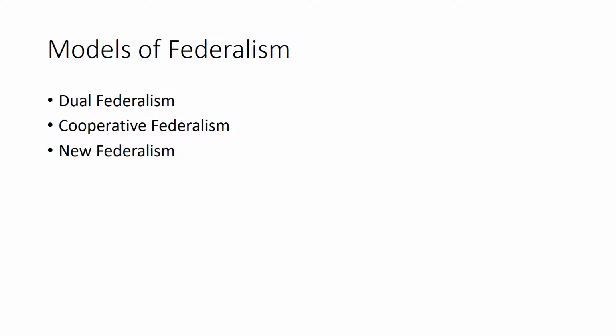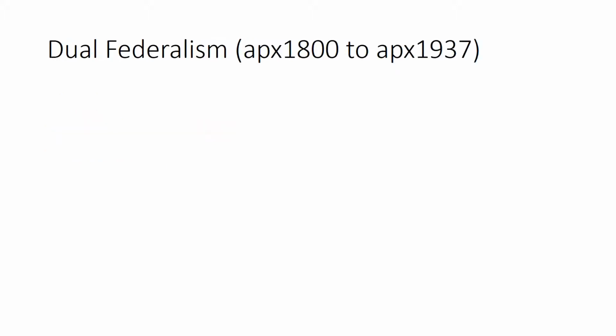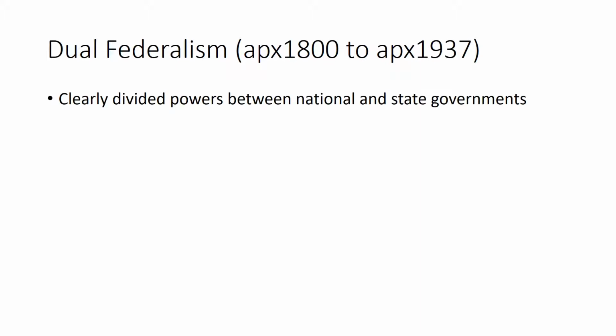It wasn't that somebody flipped a switch and said, now we're officially changing from dual to cooperative. Not how it works, right? So we're just using these terms over rough periods of time to try and explain how the government worked. Dual federalism, roughly 1800 to 1937. In another lecture, I'll explain why we picked the 1937 date.